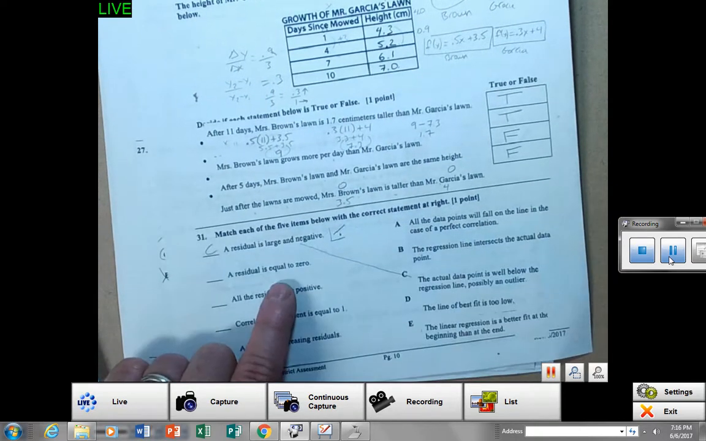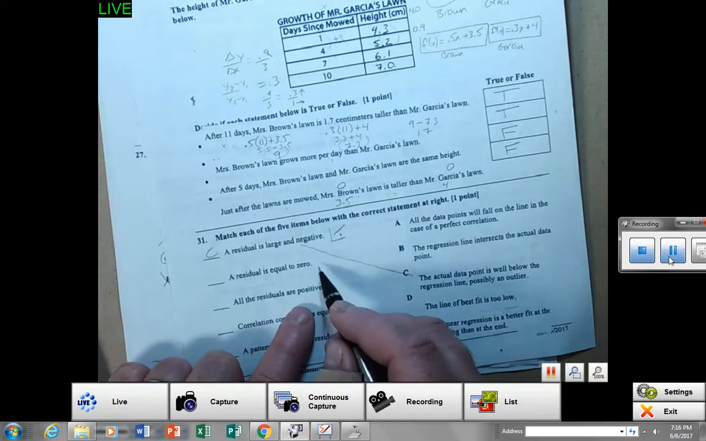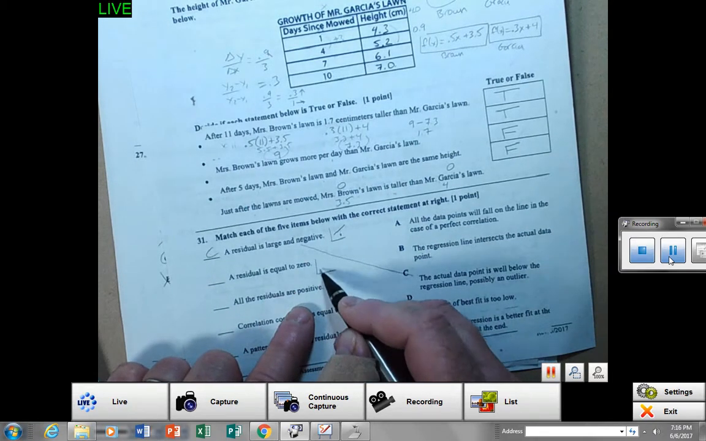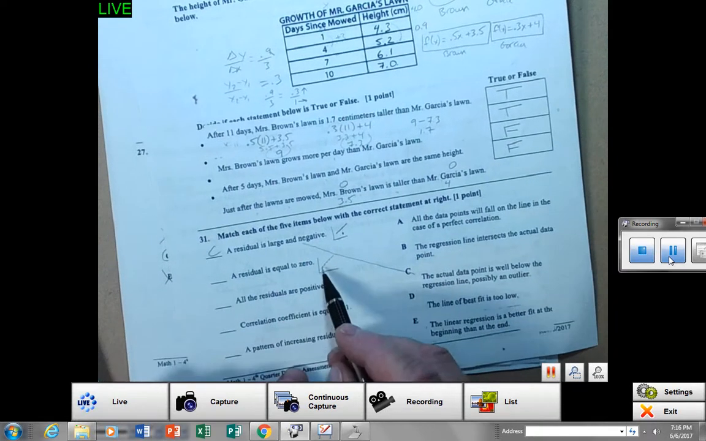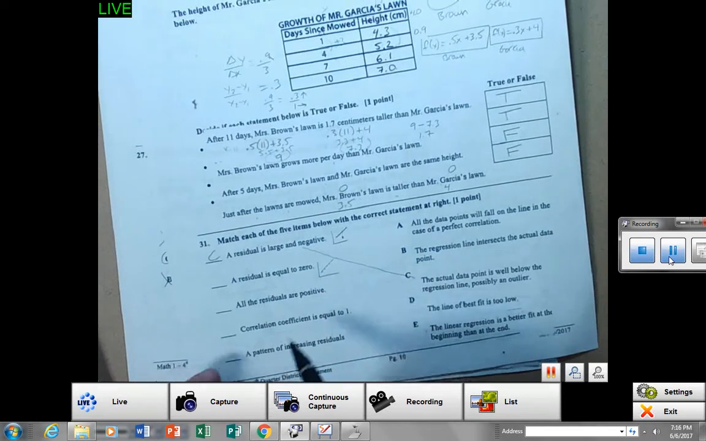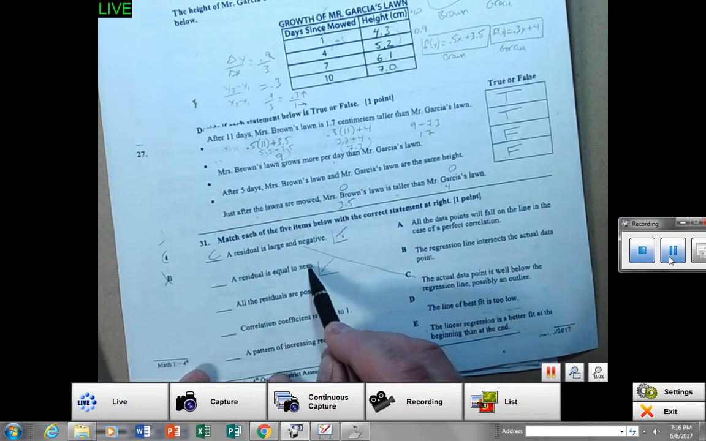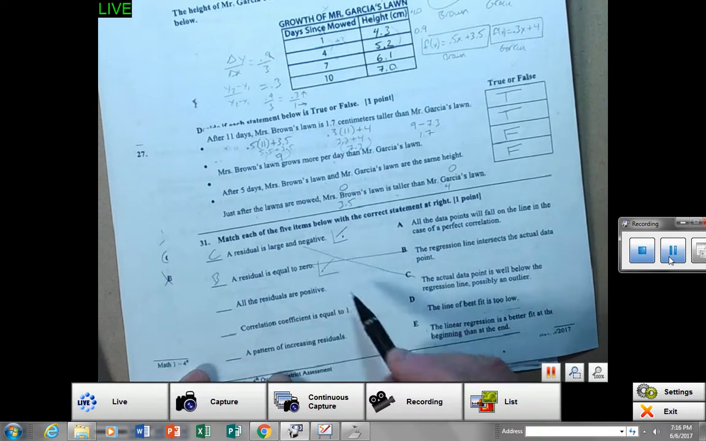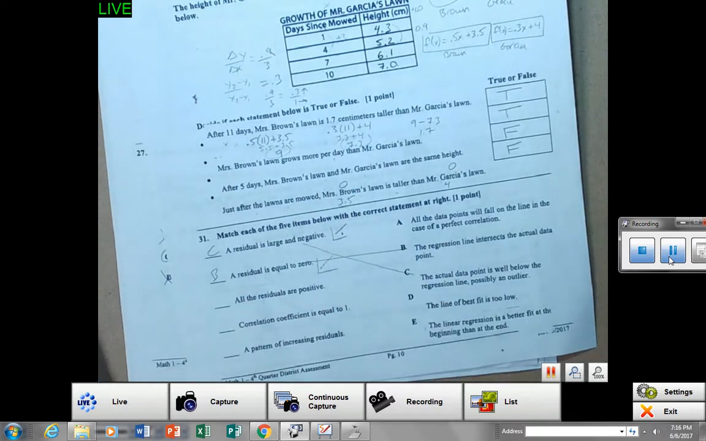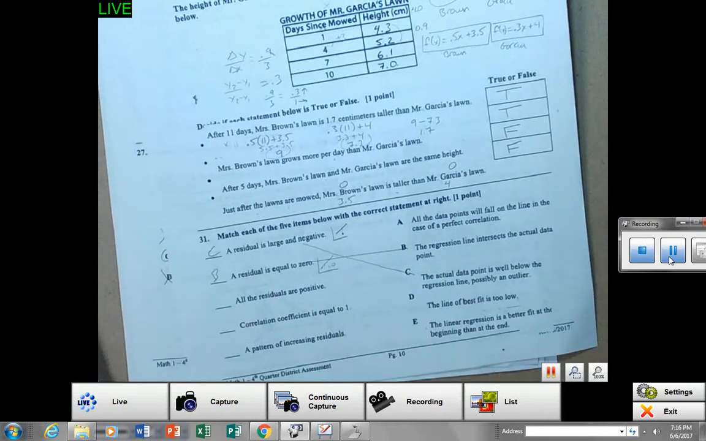A residual is equal to 0. That means you have a graph like this and every single point is on that line of best fit. That means you have 0 residuals. So that would be B. The regression line intersects the actual data point. Every point on that line is on that line of best fit. That would have a correlation coefficient of 1.0.